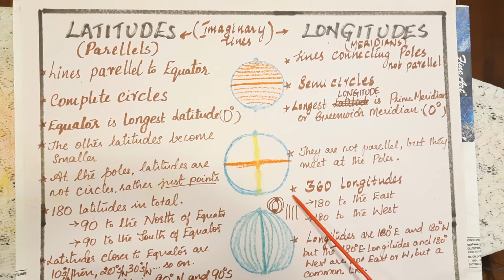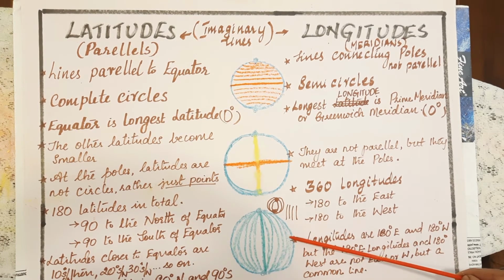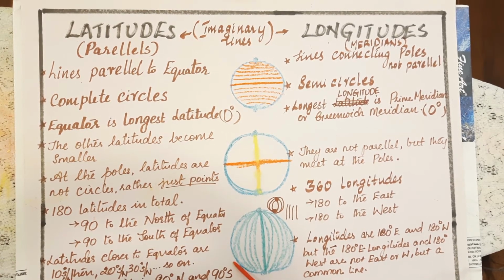And how many longitudes do we have? 360 longitudes. That is 180 towards the east, and then 180 towards the west. Longitudes are 180 degree east and 180 degree west. But when the 180 degree east longitude and 180 degree west longitude meet together, that is only a common line, and we don't denote it as east or west. Now, I hope you understood all the differences between latitudes and longitudes.